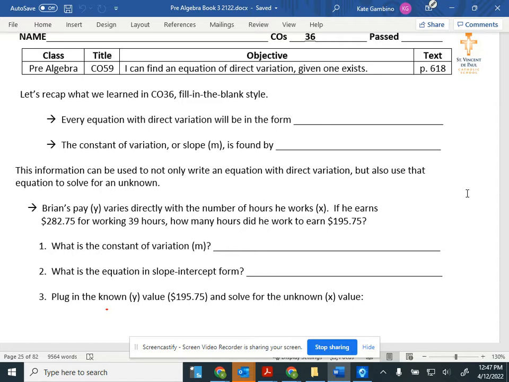Today's objective, CO 59. I can find an equation of direct variation given one exists. Remember, we're not always going to have a direct variation with our function table. It could be a curved line. It's not always going to be a direct variation. So let's recap what we learned in CO 36, fill in the blank style.